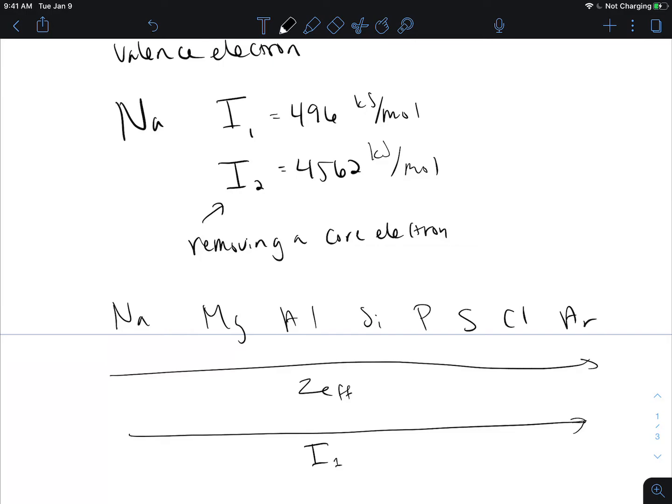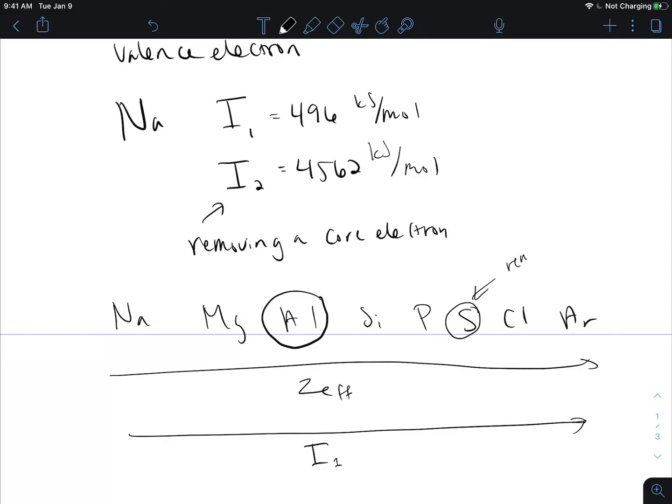There is an anomalous one. Aluminum is anomalous because when we remove an electron, we get a full filled state for our s orbital, so it actually dips down in energy. And sulfur also dips down just a little bit in energy because removing an electron gives us a half-filled state.